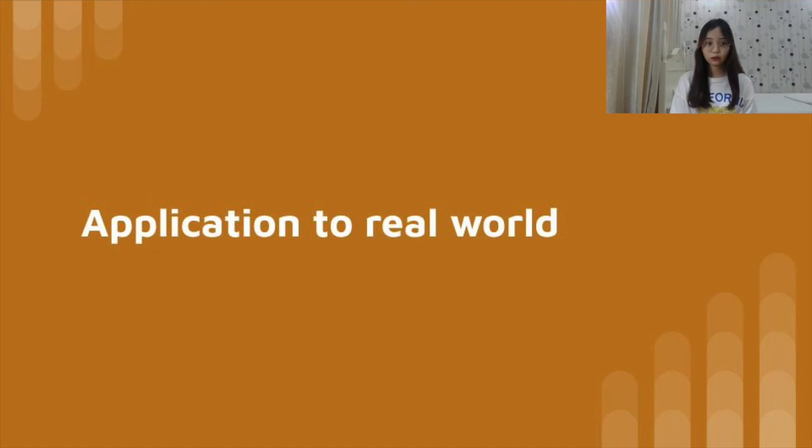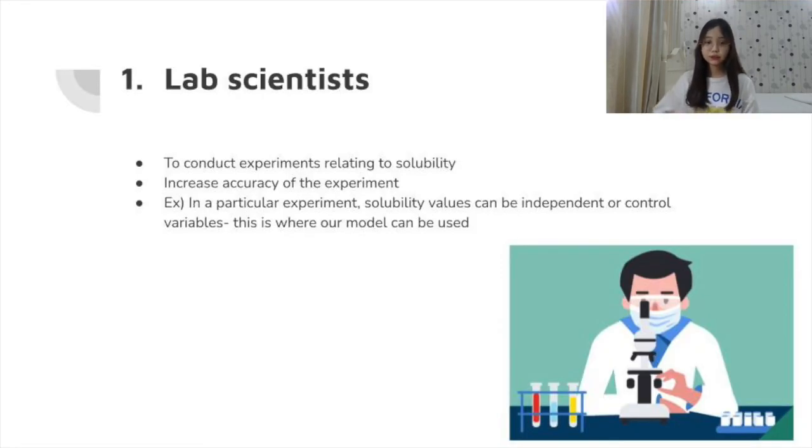Applications to the real world. Lab scientists can use our model when conducting experiments which relate to solubility. Solubility values can be either an independent variable or control variable for various experiments. If the solubilities of compounds act as an independent variable, determining the exact values and knowing the difference between them will allow scientists to analyze the results more accurately. Moreover, the scientists can adjust the solubility of the compounds for better accuracy.